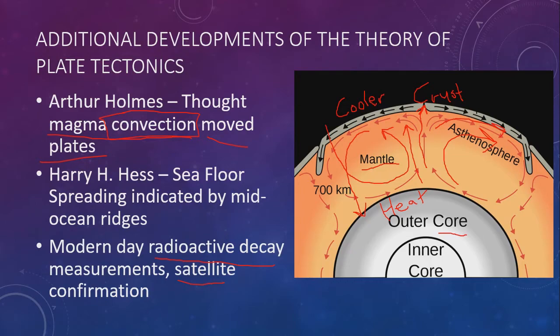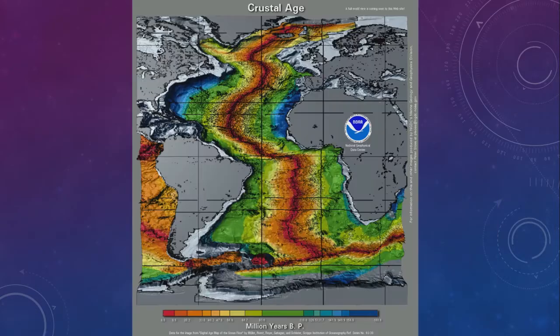But the radioactive decay measurements of the ocean floor showed exactly what Hess and Holmes thought. The rock in the very center of this Atlantic Ocean ridge is young. It's fresh rock. It's brand new rock. And that's evidence that magma is pushing up in the center and creating more rock. And that's what's causing these continents to drift out.